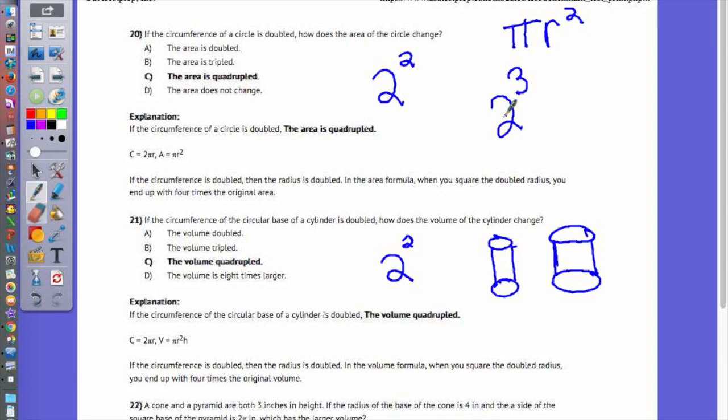What about if it was tripled, like the circumference was tripled? That would be 3. But if the height doesn't change, we still just changed the circle, but didn't change the height. That would be 3 to the second, so that would be 9 times larger.